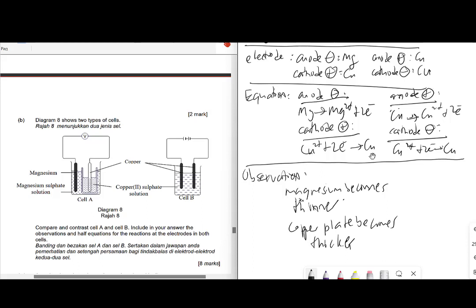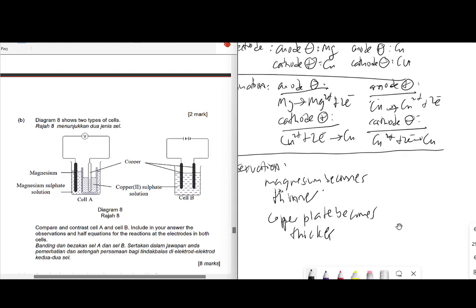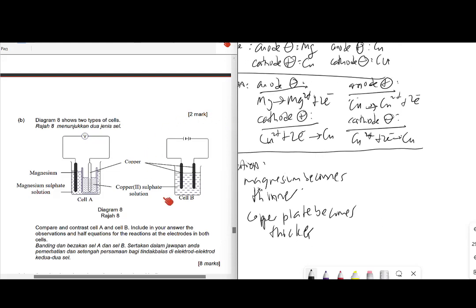Okay. And then now move on to the electrolytic cell. What happened in this cell here? First we try the anode. What happened to the anode? As you can see, the copper is actually dissolving. So the copper anode becomes thinner.